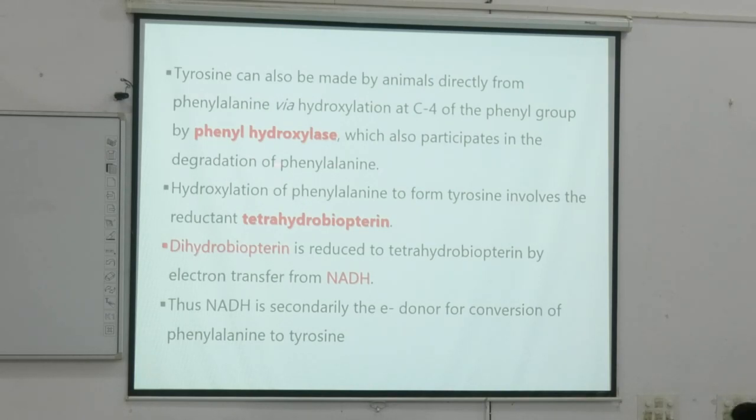And this phenylalanine hydroxylase also takes part in degradation of phenylalanine. In order to undergo this hydroxylation reaction, you need a donor, and that donor is tetrahydrobiopterin. So, dihydrobiopterin is first reduced to tetrahydrobiopterin by NADH, and then this electron donation occurs. See how.